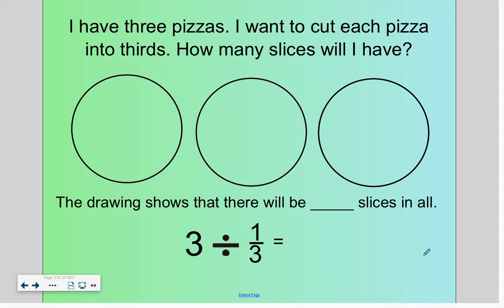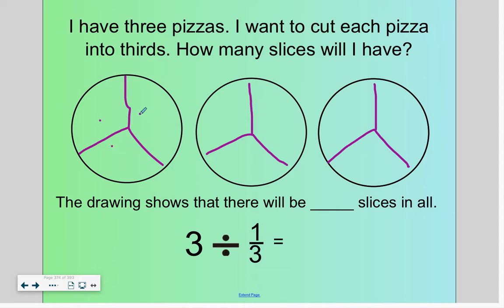I have 3 pizzas. I want to cut each pizza into thirds. How many slices will I have? So again, I'll try the best I can to draw even pieces. I'm splitting each of my pies into thirds. There's 1, 2, 3, 4, 5, 6, 7, 8, 9 total slices. So 3 divided by 1/3 is 9. Are you starting to notice a pattern yet?